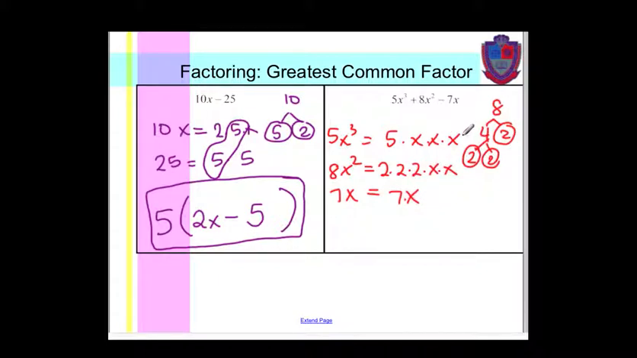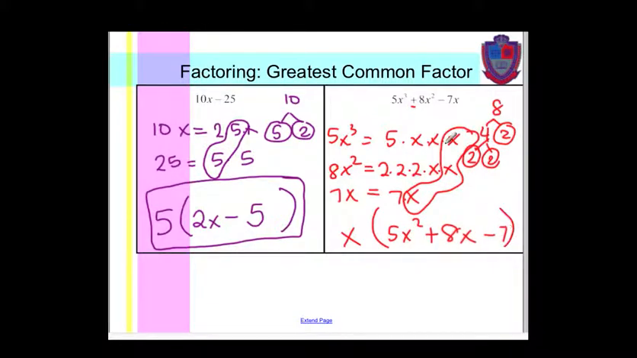So if you look carefully here, they actually have an x in common. Remember, that's what's outside my parentheses. What's left over here? 5 times x times x is 5x squared, plus, because that's my first sign, 8, since I have 2 times 2, which is 4, times 2 is 8, and then I have 1x left over, and then minus 7, minus up here. That's my final answer.